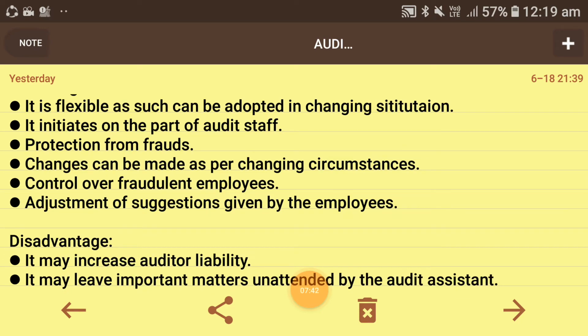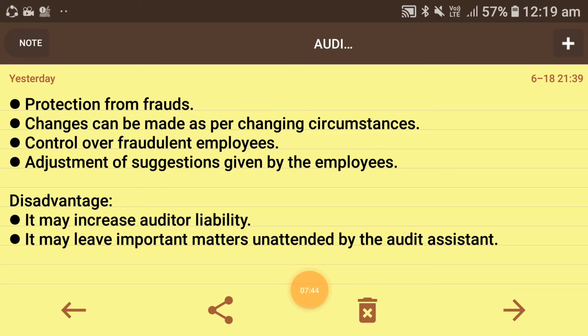Now look at the disadvantages. First, it may increase the auditor's liability. If it is flexible, then we are going to add various kinds of things. So it can increase the auditor's liability, because he has made up his mind before the audit that he has to do, suppose, 2 tasks, but according to the flexible audit program, some tasks are joined day by day. Then the liability of the auditor will increase.